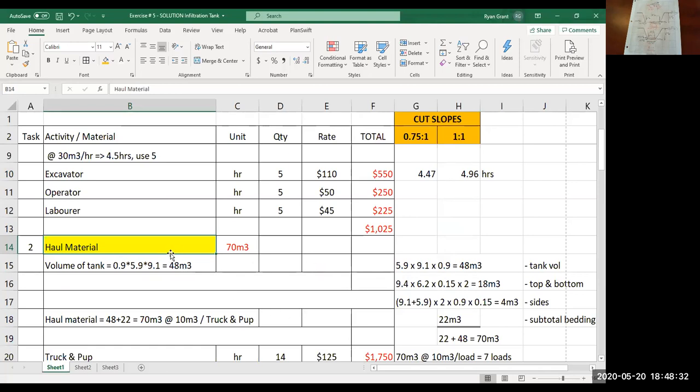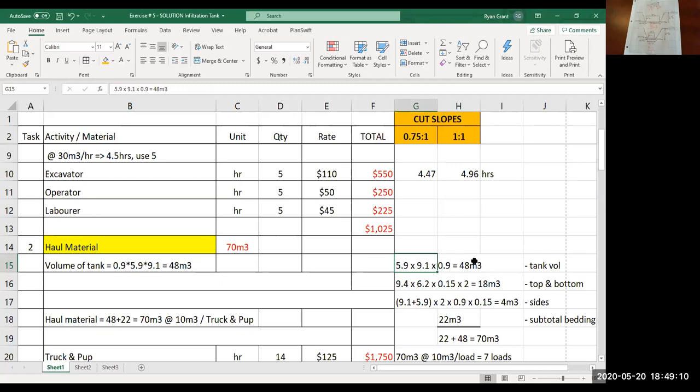So how much do we have to haul off? Well, there's two different numbers that we need to calculate first. One is the volume of the tank itself. Of course, we're not going to backfill the tank with excavated material, so the volume of the tank needs to be hauled off. It's simply the three numbers that were given multiplied together: 0.9 times 5.9 times 9.1. So there's 48 cubic meters of volume that the tank displaces. So that will be hauled off.